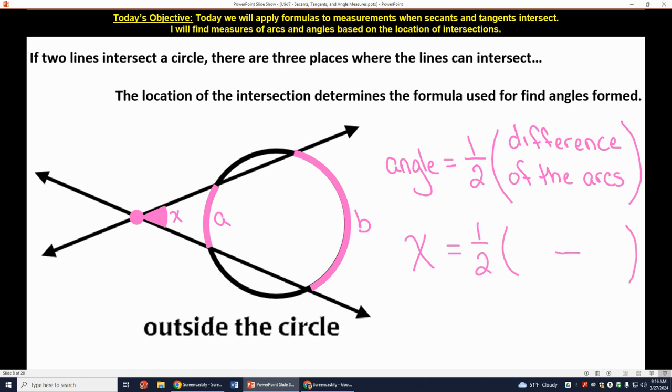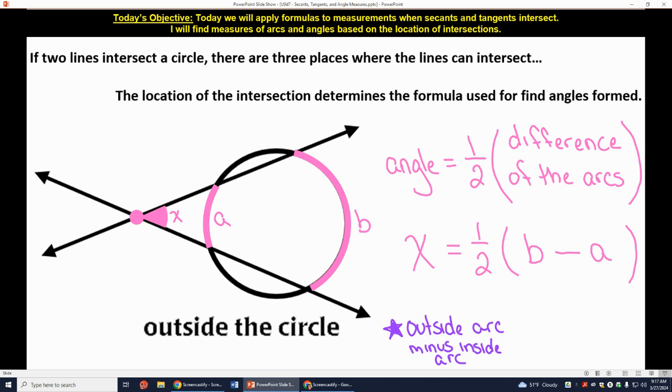When we do difference, we subtract. Here is an important thing you need to know when you're working with difference. We cannot have negative angles. So we need to make sure when we subtract, we always subtract the outside bigger arc minus the inside smaller arc. The outside, further away arc will always go first. So in this case, B is the further away, larger arc, so it needs to go first, followed by A. So again, x will equal 1/2 the difference of the arcs, or B minus A.